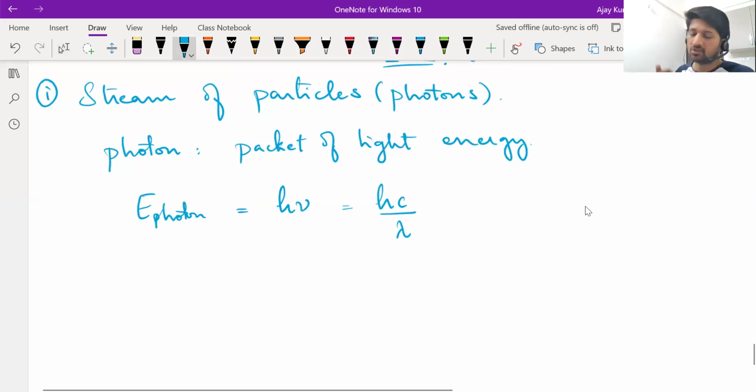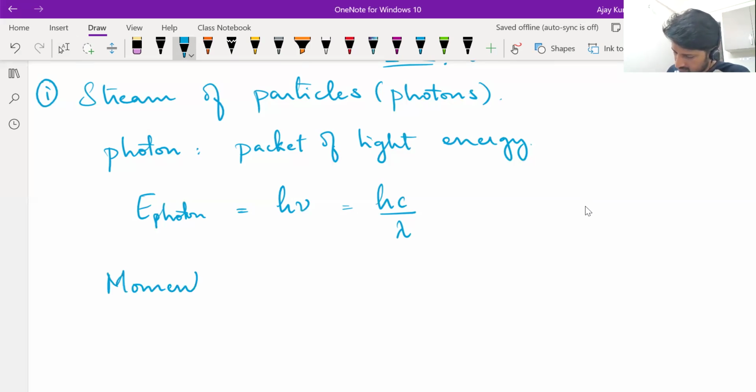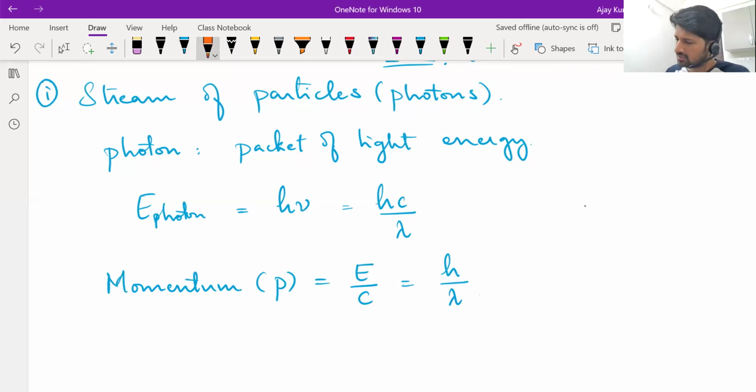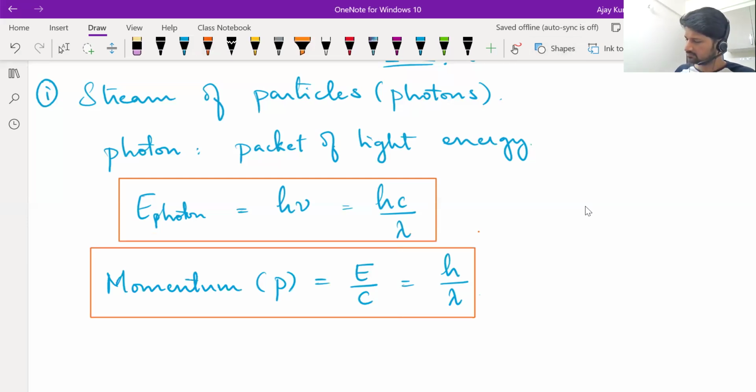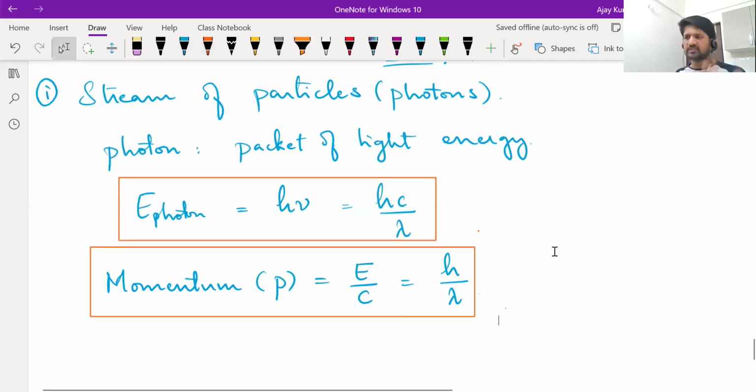And he also said photons carry momentum. Momentum of a photon is the energy of the photon divided by the speed with which it is traveling, E by c. So hc by lambda divided by c, you can write it as h by lambda. So each photon, that is each particle of light, carries this much energy and this much momentum with it. So he proposed this idea of photons.